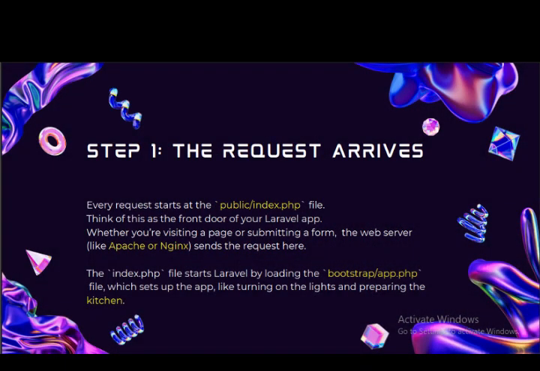Step 1, the request arrives. Every request starts at the public/index.php file. Think of this as the front door of your Laravel app. Whether you're visiting a page or submitting a form, the web server, like Apache or Nginx, sends the request here. The index.php file starts Laravel by loading the bootstrap/app.php file, which sets up the app, like turning on the lights and preparing the kitchen.